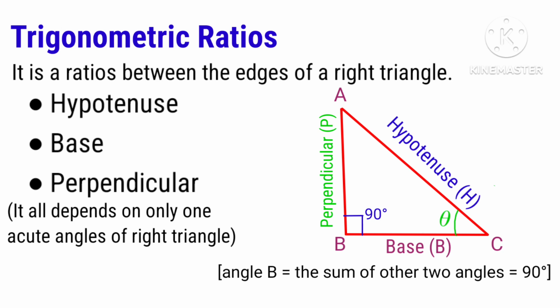Some schools mark it as opposite and adjacent. It's your wish, you can mark it any way. This is also one of the easiest methods, B, B and H. However you mark it, the concept is the same. The side opposite the 90 degree angle is the hypotenuse, the side opposite theta is the perpendicular, and the side where the 90 degree angle and theta fall on the same straight line is known as the base.